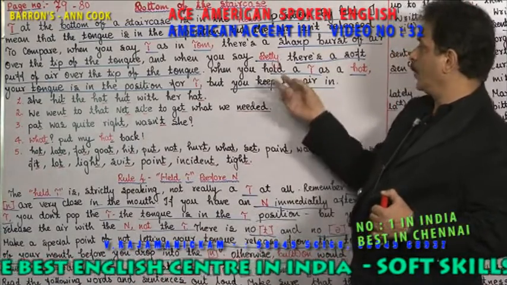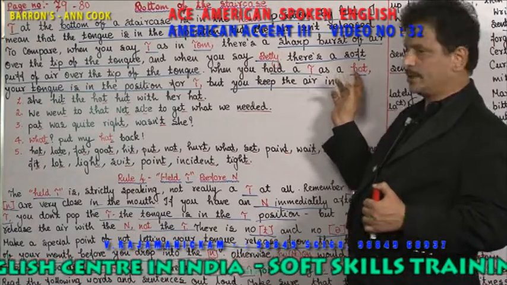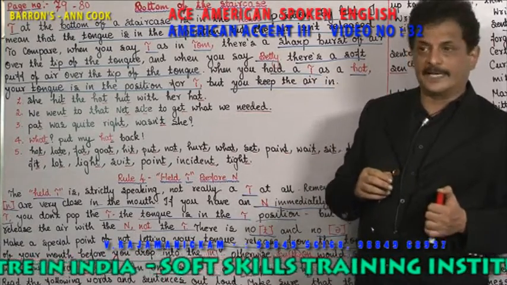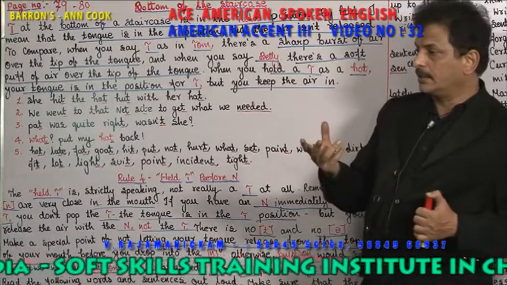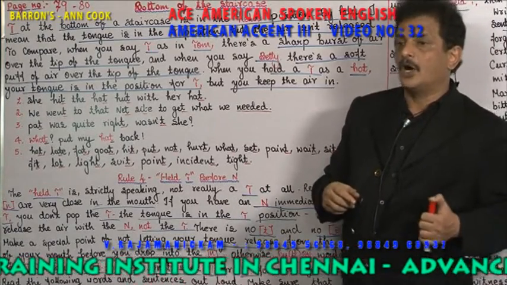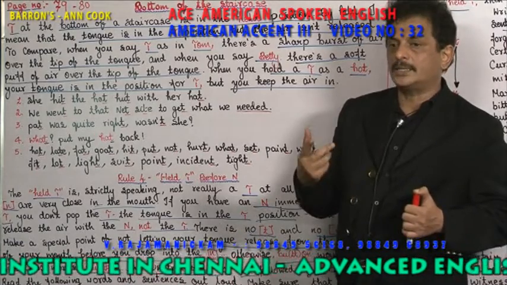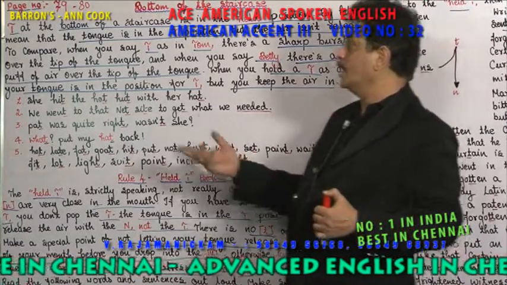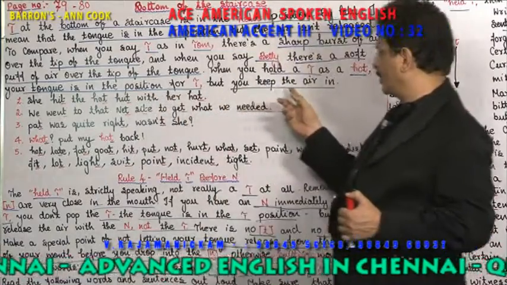Tom. When you hold a T, suppose the word is H-O-T, how do you pronounce it? Hot. Air doesn't come out. T is held there with the tongue. Hot, bought, caught. You don't push the air outside. Your tongue is in the position for T, but you keep the air in.